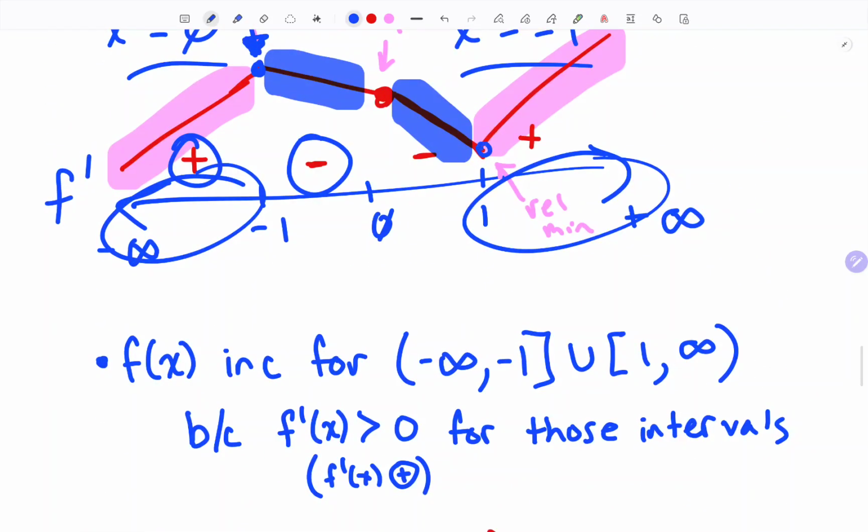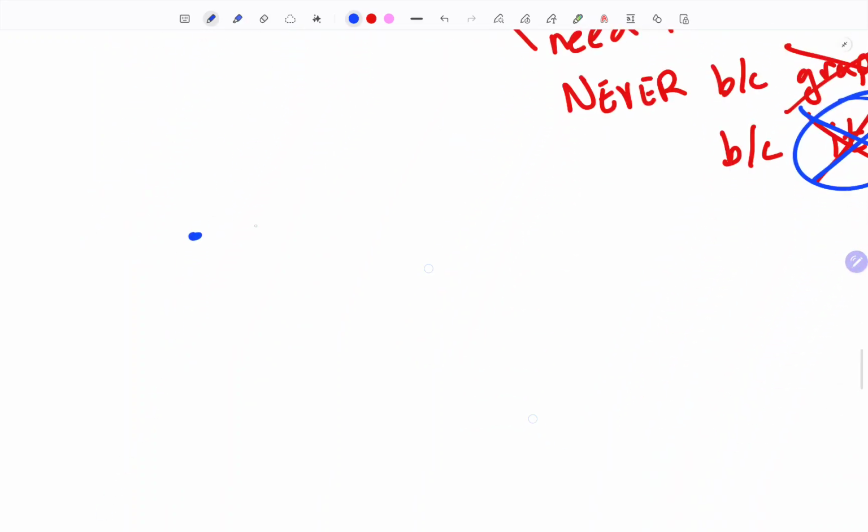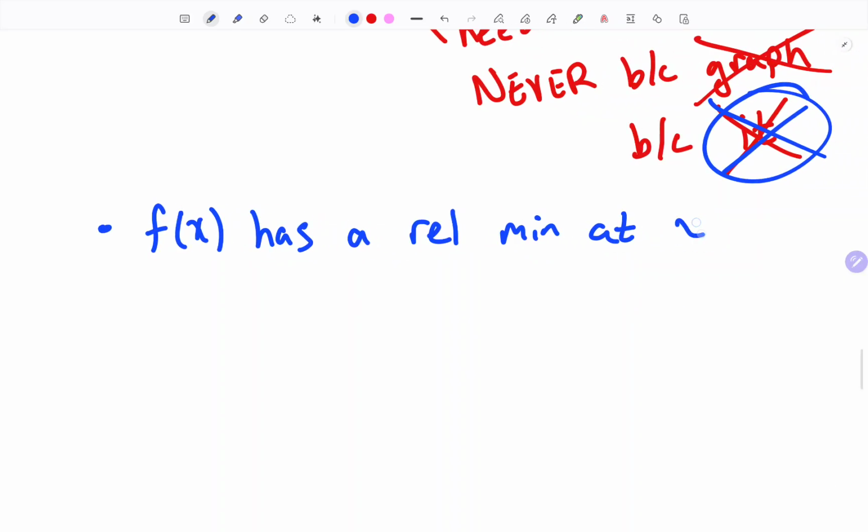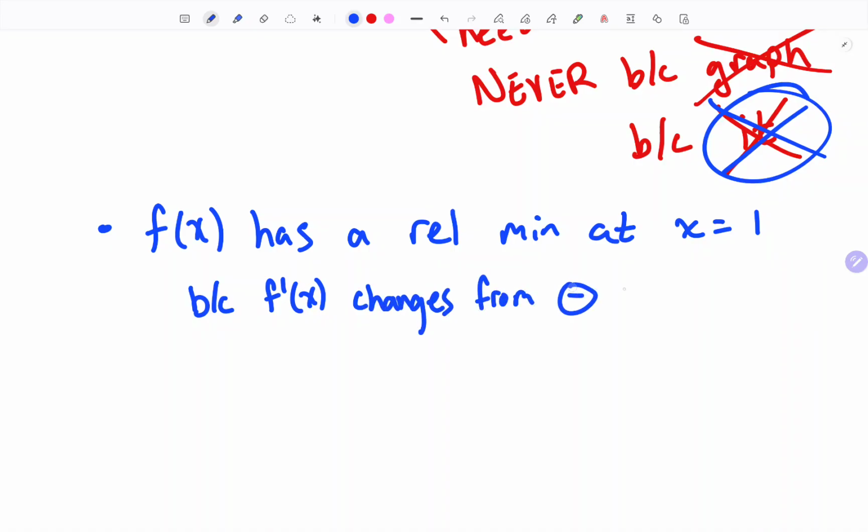That would be at x equals 1, right? x equals 0 is neither. So f of x has a relative minimum at x equals positive 1 because f prime of x, again, we're being specific, changes from negative to positive at that point.